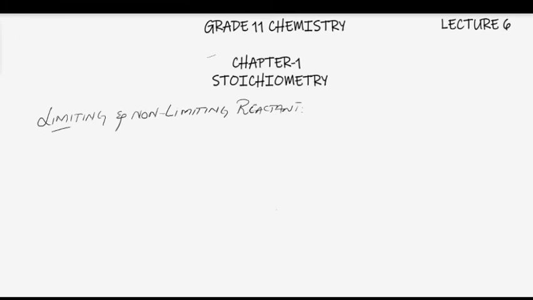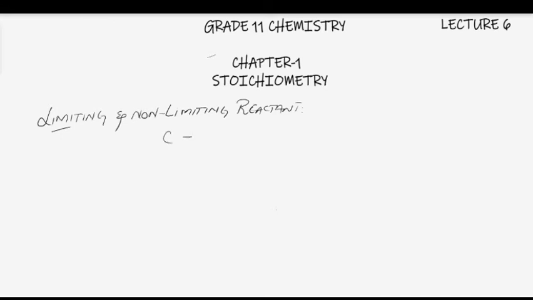Because if you do the calculation from a non-limiting reactant, then of course you will have a larger quantity of the product for which the amount of limiting reactant would not be present there, and that is not practically feasible to have that amount of product if you have the limiting reactant in lesser quantity. Now let's see this again with the help of an example.